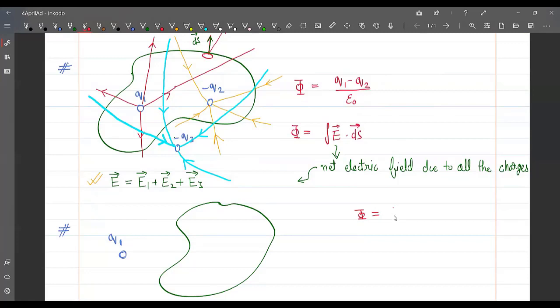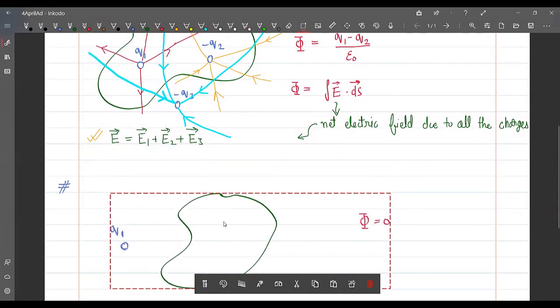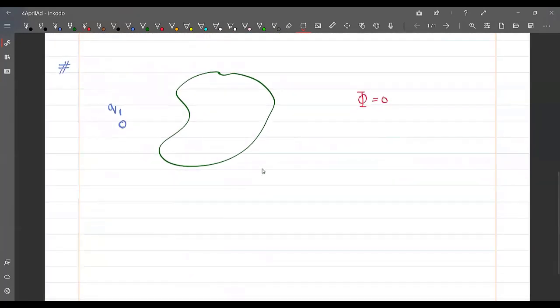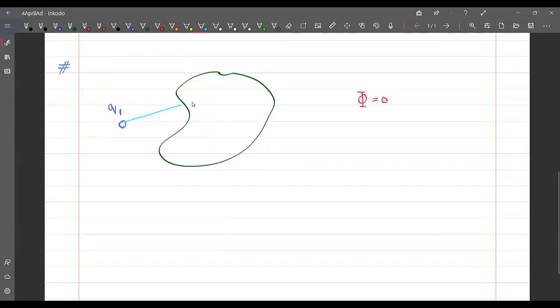So flux will be 0. For this case, the flux will be 0. Flux is 0, but at each and every point there will be electric field, right? If I draw the electric field lines due to this, it will be like this, going radially outwards. No doubt about this. The electric field due to a point charge is radially away from the charged particle.